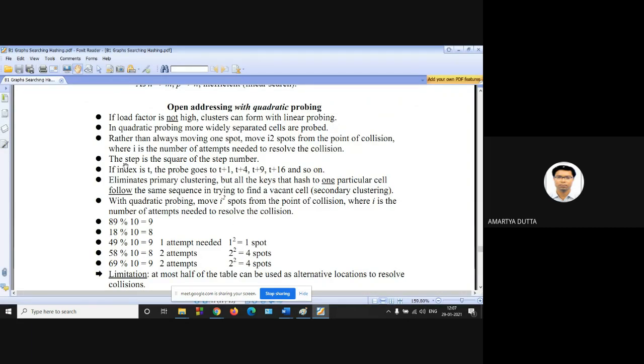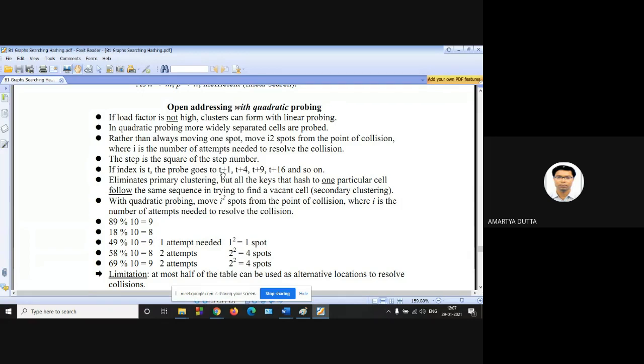So the step is the square of the step number. If the collision index is t, then the probe goes to t plus 1 on the first attempt.